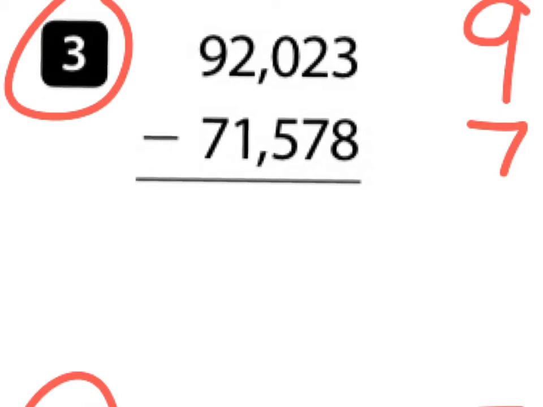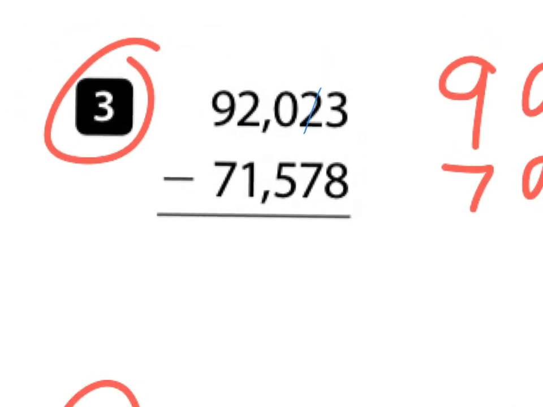We start out in our units place. 3 minus 8, we cannot do that. So we take 1 from our tens place, which will change to a 1, and then we bring 10 ones over here. That makes that a 13. 13 minus 8 is 5. Look at our tens place.